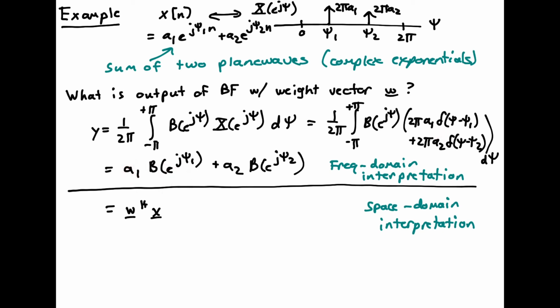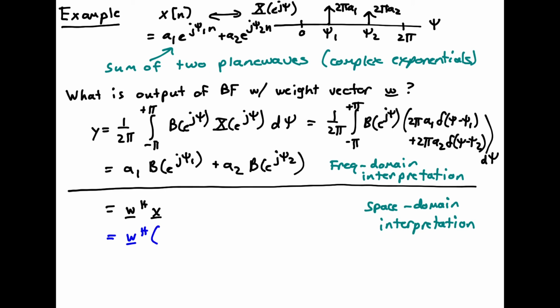So what we're going to end up with is a1 b of e to the j psi 1 plus a2 b of e to the j psi 2. So the amplitude of each of the plane waves gets scaled by the complex value of the beam pattern at the frequency associated with each of those plane waves. So this is the frequency domain interpretation of these results. I can have a spatial domain interpretation of these results too. It's W Hermitian x.